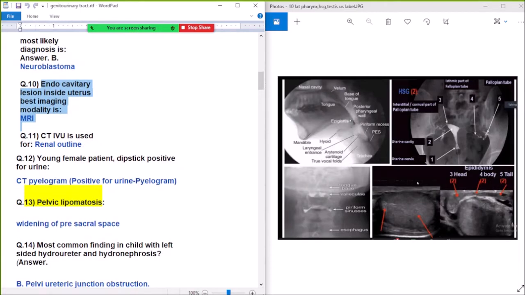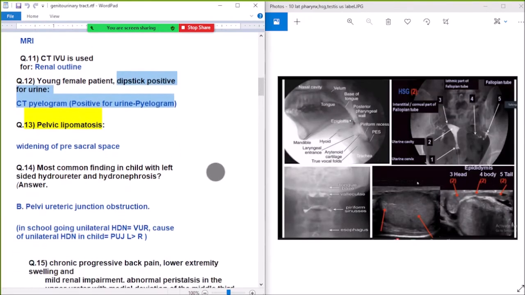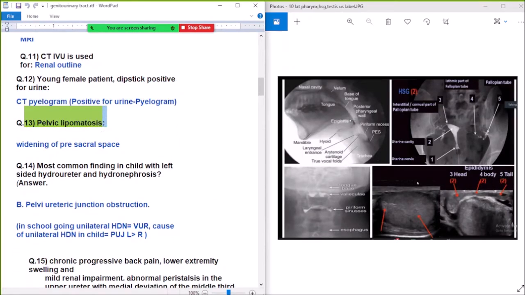Question number 11. CT IV is used for renal outline. Number 12. Young female patient, dipstick positive for urine, CT pyelogram. Question number 13. Pelvic lipomatosis, finding in the presacral space: there is widening of the presacral space.